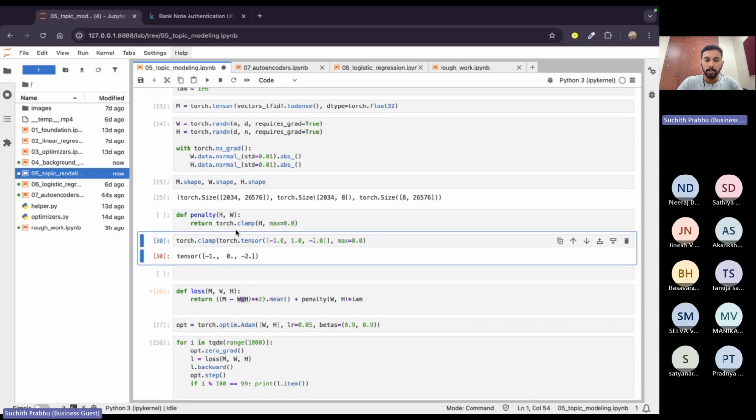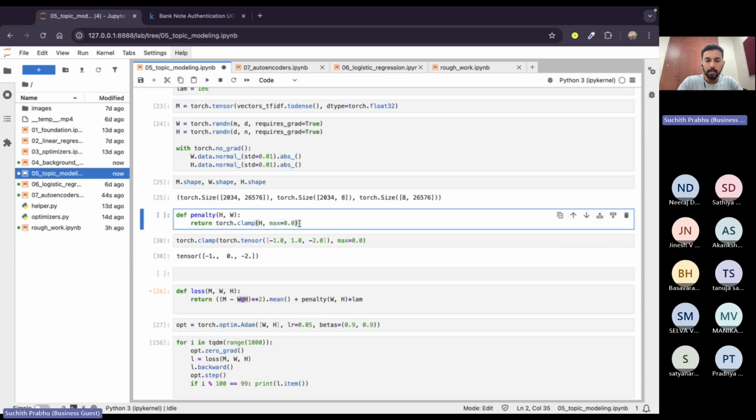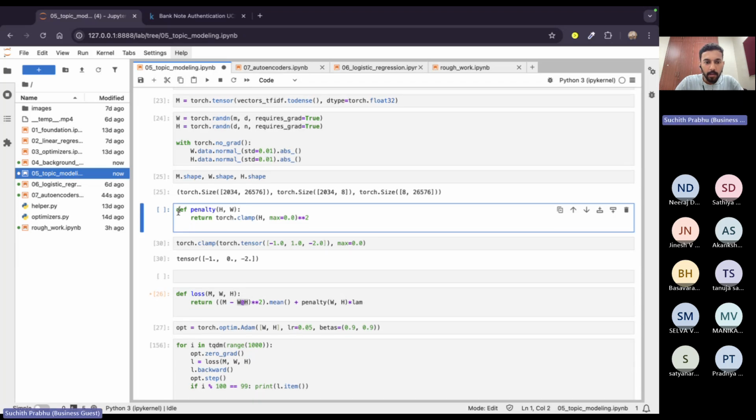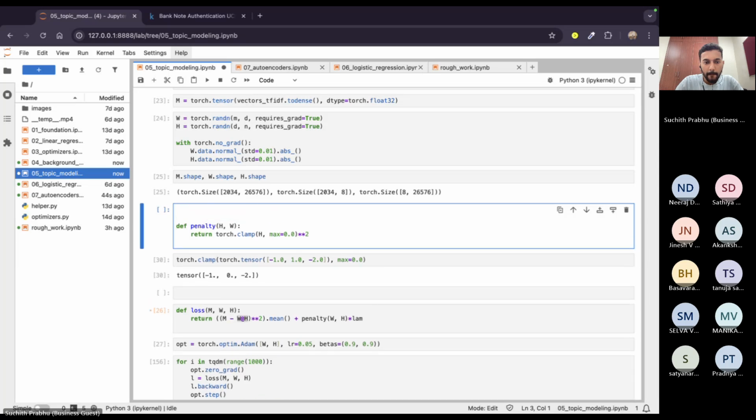So what I'll do is, I just take this and square this so that I get a positive value. So this will be my loss function to penalize if the entries are negative. I want to do this on both W and H. So let me define another function, neg penalty.